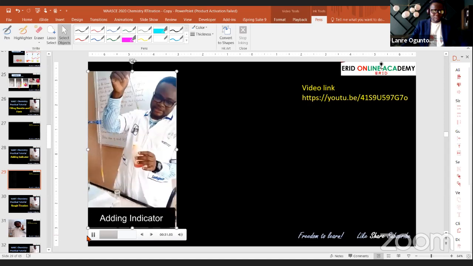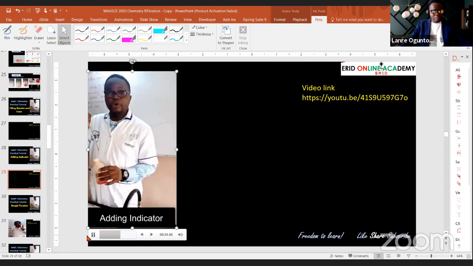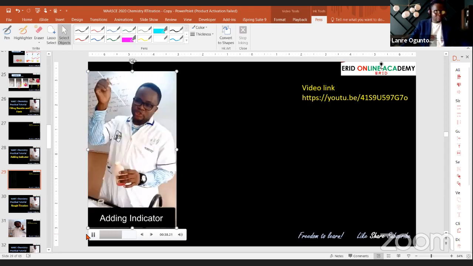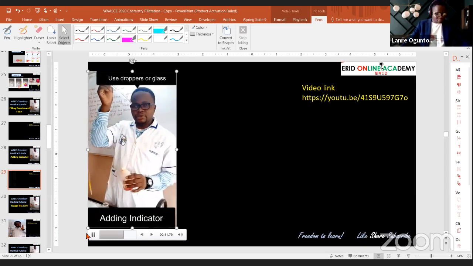Can you see the drop is going to come and go into the solution of your base? So this is a drop. Something like this is a drop. Whether it's coming from the rod or it's coming from your pipette, that's a drop.